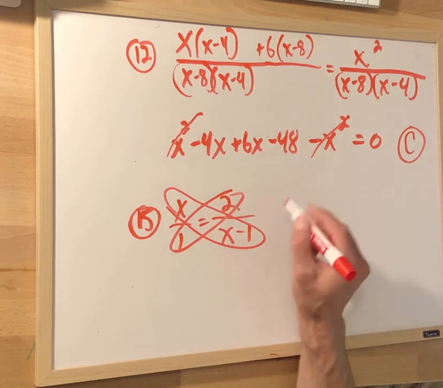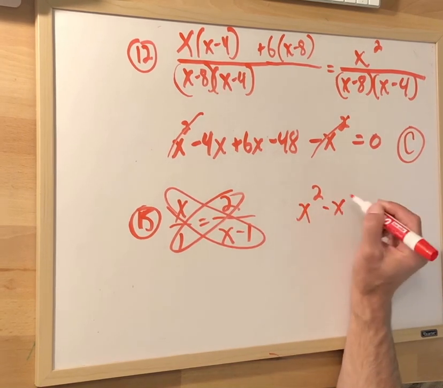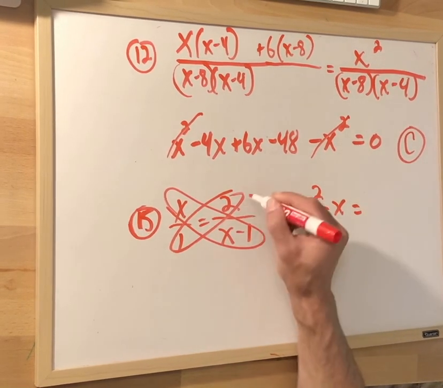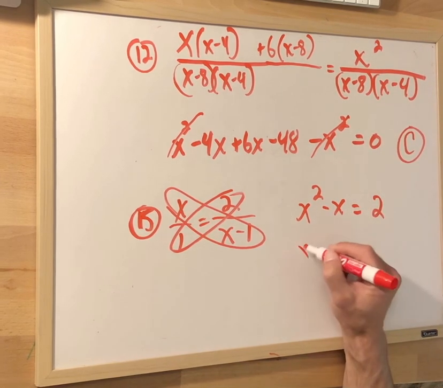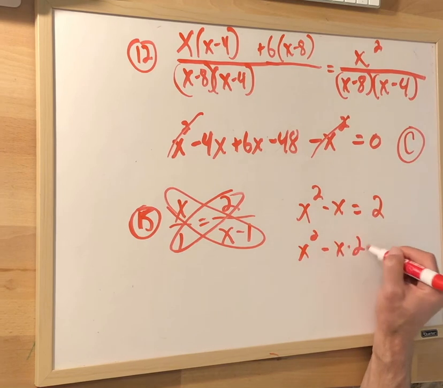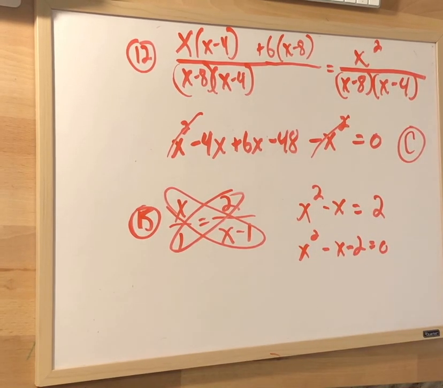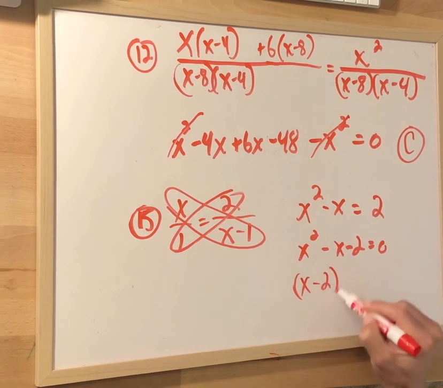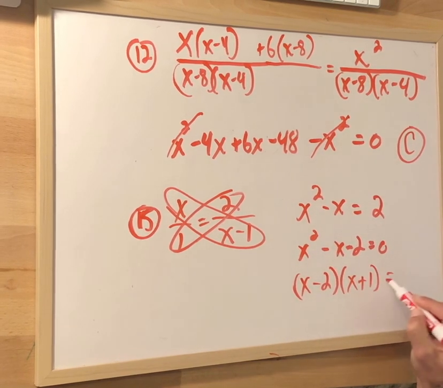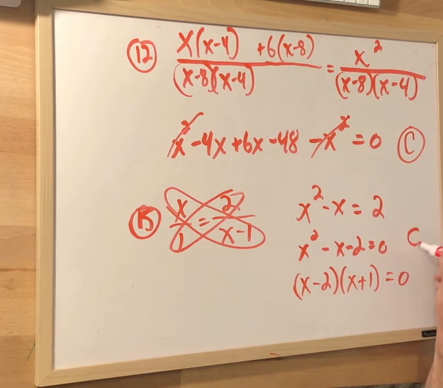So x times x minus 1, which is x squared, and then x times negative 1 is negative x. Set this equal to this. All right, and then move this over. X squared minus x minus 2 equals 0. Factor. X minus 2, x plus 1 equals 0, and you set each equal to 0, and you're going to get negative 1 and positive 2. Look, x minus 2 times x plus 1 equals 0. Positive 2, negative 1 is your answer, which is C.